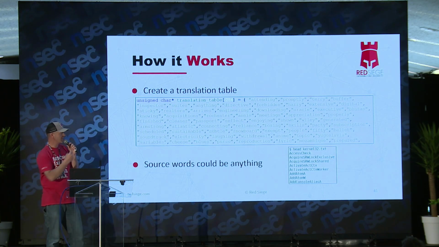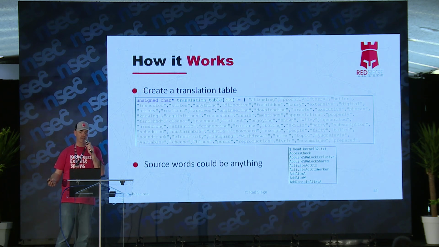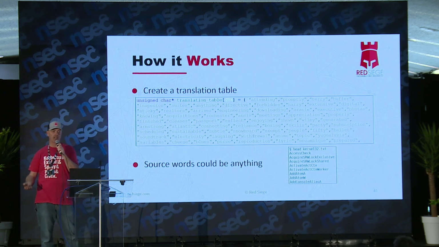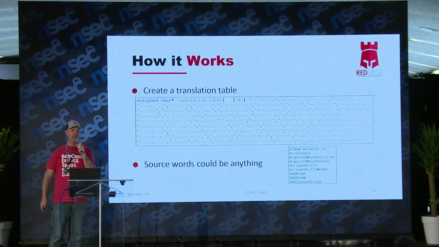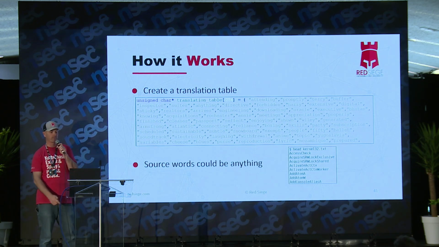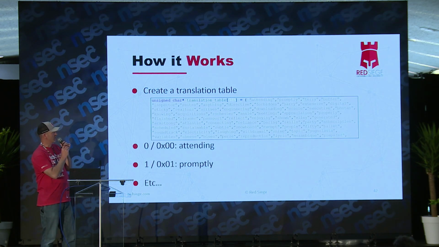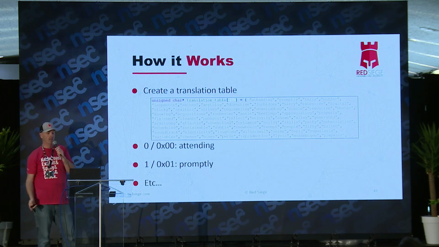And it doesn't have to be English words. We could take all the strings from kernel32, for instance. That would be fun for an analyst to look at and be like, what is going on with this payload? So it could be any kind of thing, but we have 256 unique words. So we have a translation table. And as we said, 0 is attending, 1 promptly, so on and so forth.